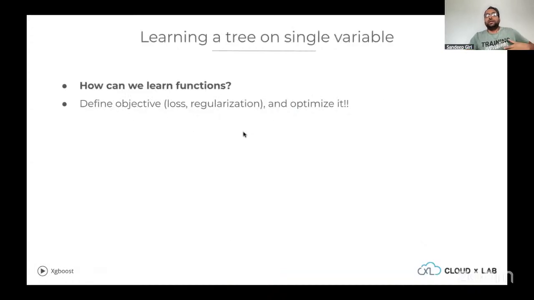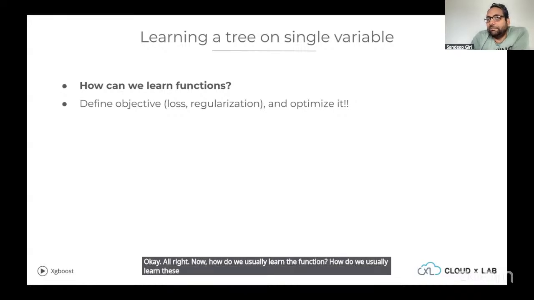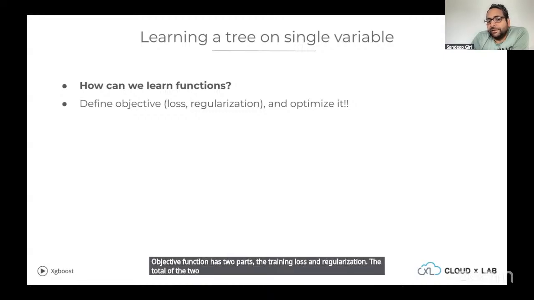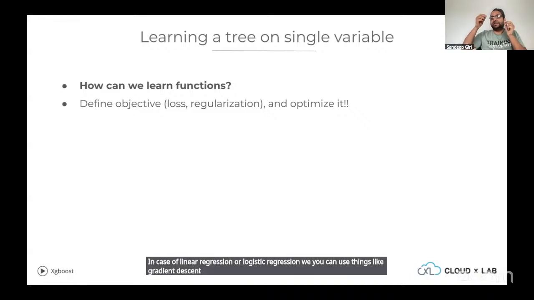All right. Now, how do we usually learn the function? How do we usually learn these thetas, or parameters? We define the objective and then minimize the objective loss. The objective function has two parts: the training loss and regularization. The total of the two we can optimize or minimize. In linear regression or logistic regression, you can use things like gradient descent, where we adjust each theta and keep on moving.